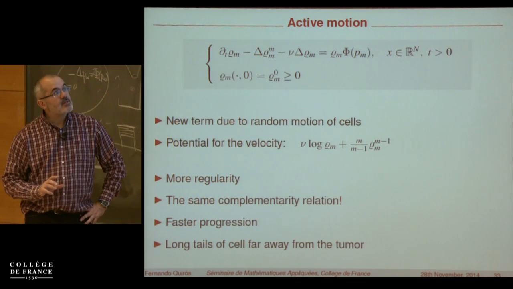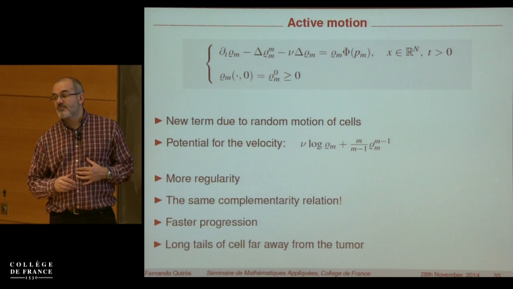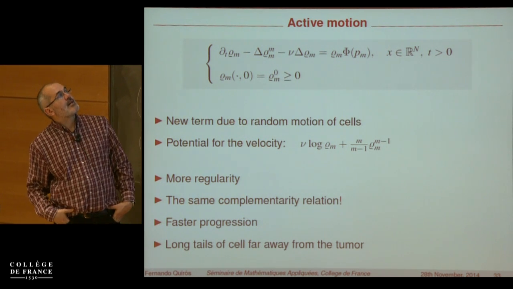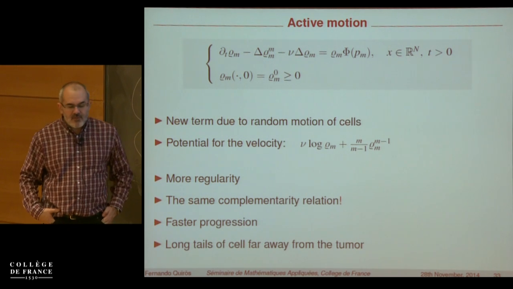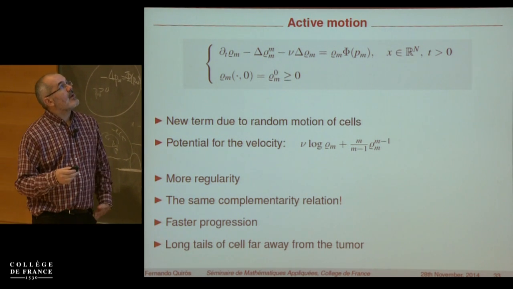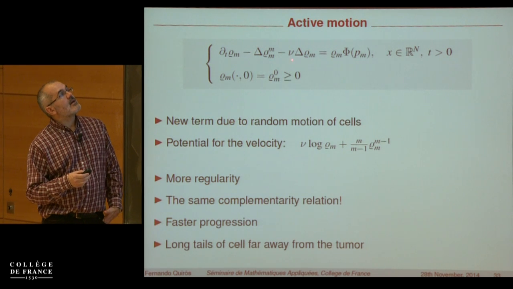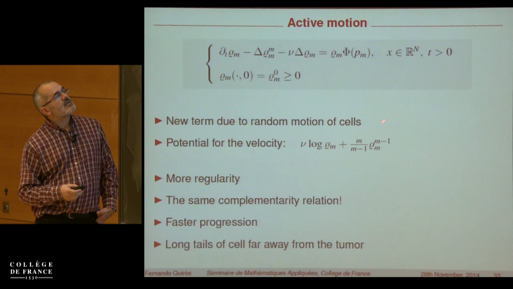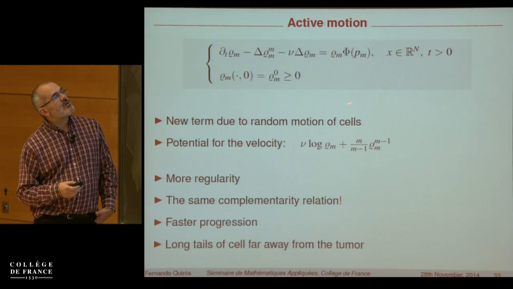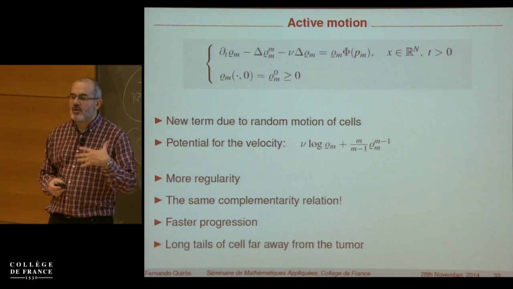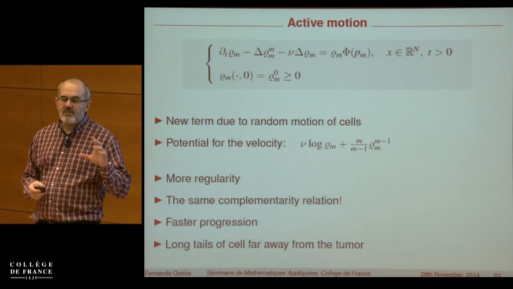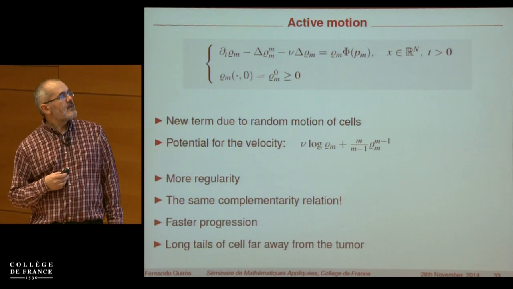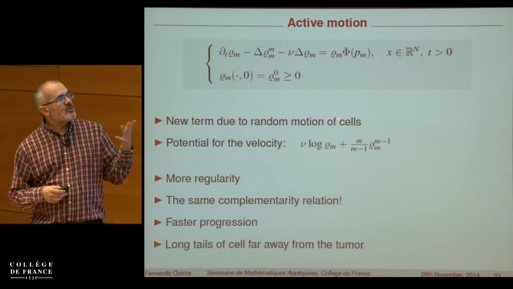Let me talk about another ingredient, which is active motion. As I mentioned, this is a different paper that we did with Nicolas Bochelet, Minh Tang and Benoît Perthame. Here we are introducing a new term, nu times the Laplacian of rho m, which takes into account that sometimes cells move by themselves, not only because of being pushed by pressure forces. And this is due to random motion of cells.